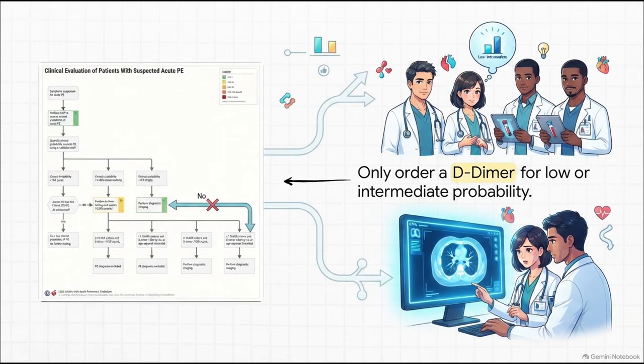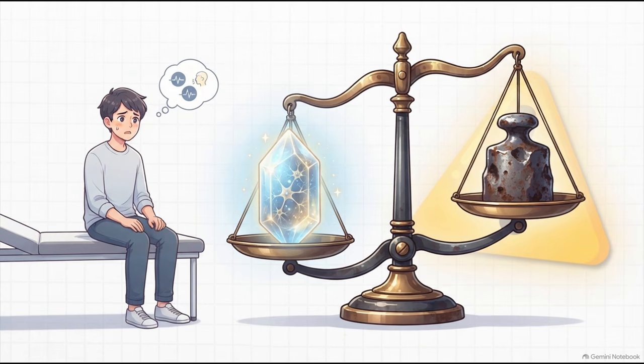Ordering a D-dimer for a high-probability patient is a classic rookie mistake, mainly because a negative result just won't safely rule out the clot anyway. We really have to respect the fundamental nature of the D-dimer. Yes, it's a highly sensitive biomarker of blood coagulation. We're talking greater than 95% sensitivity, but its specificity is abysmal at less than 40%. It is a massive diagnostic trap if you're not careful. It only gives you a high negative predictive value when it's deployed in that low or moderate pretest population. Always remember, it's a rule-out test, never a rule-in test.